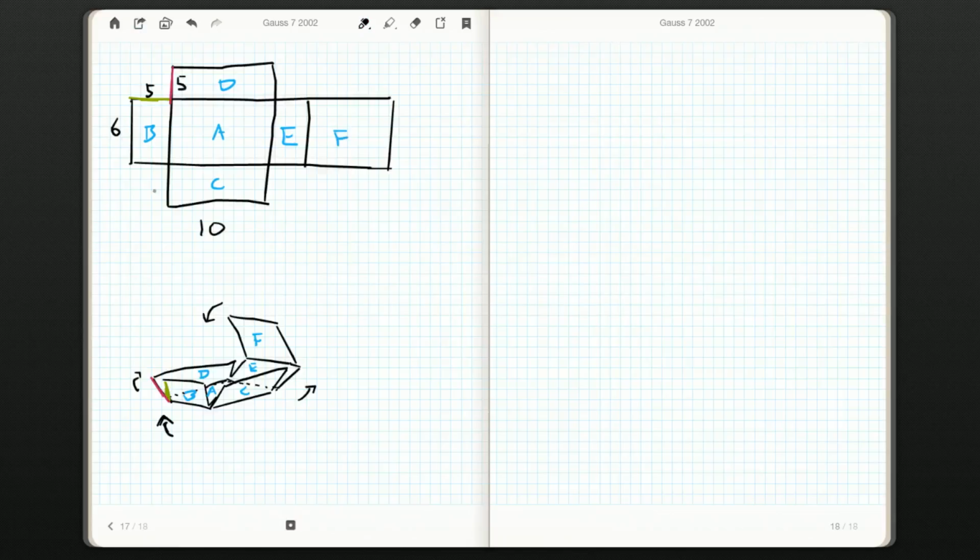And in the same sort of way, we can tell this is going to have to be 5 because it's a rectangular face. And then this one's going to have to be 5. And D and C are rectangular faces, so these are going to be 5.